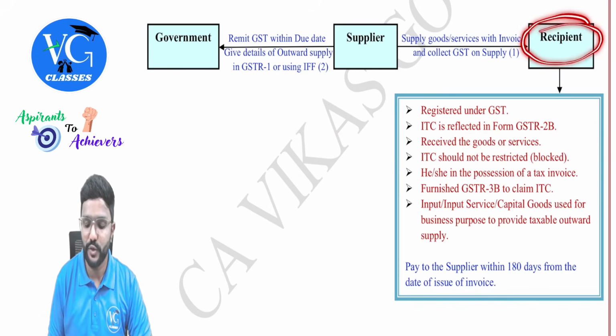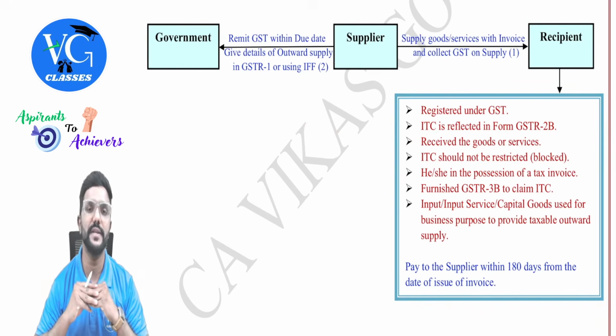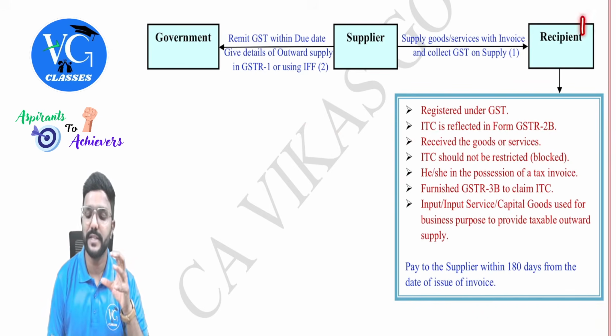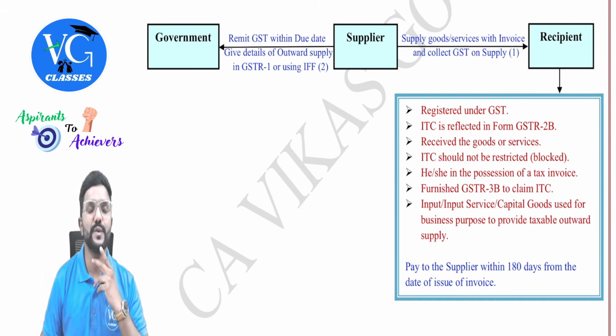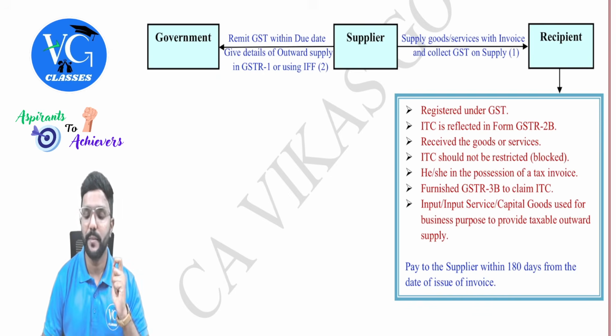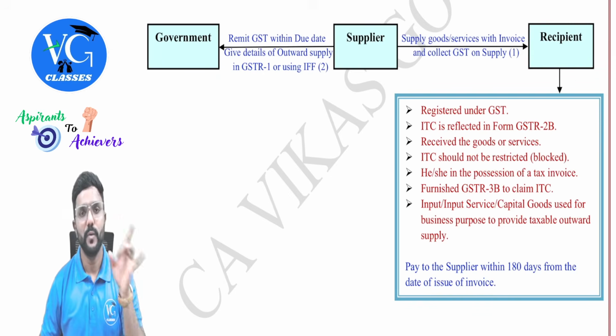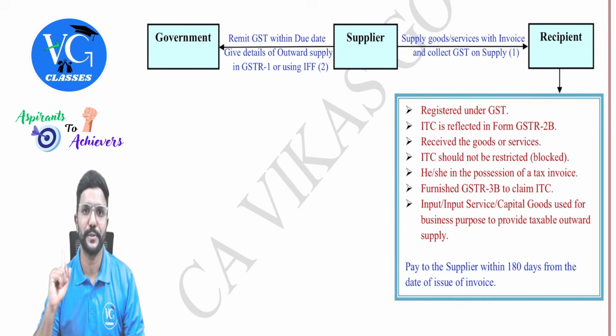Okay. And the recipient should have actually received the goods or services. And there are a few important things here. Sir, what if the recipient is receiving the goods in lots or installments? There is a proviso to section 16 telling that if goods are received by the recipient in lots or in installments, then the recipient can claim full credit when he receives the last lot. So he is eligible to claim full credit only when he receives the last lot, guys.